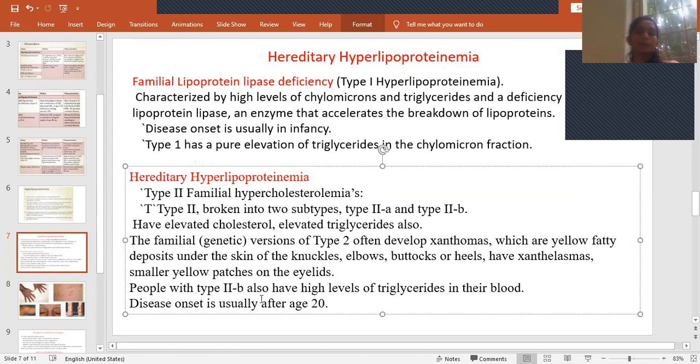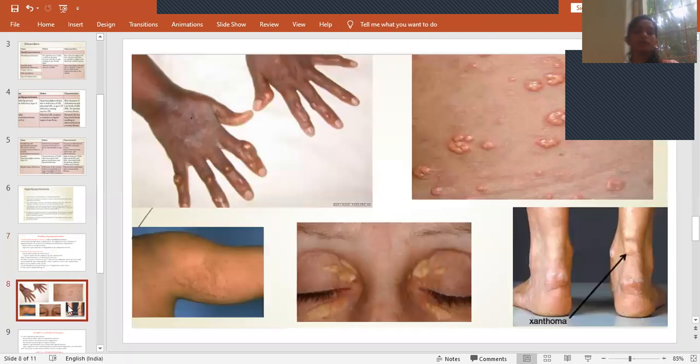People with type 2B also have high levels of triglycerides in their blood. So there will be an increase in the triglyceride levels in the blood. The onset is usually after age 20. Whereas type 1 we can see in infants, type 2, especially type 2B, we can see at the age of 20. So the main thing to remember here is xanthomas, that is formation of yellow colored patches and deposits under the skin. This is xanthelasmas, this is xanthomas. This we can see in case of type 2B.